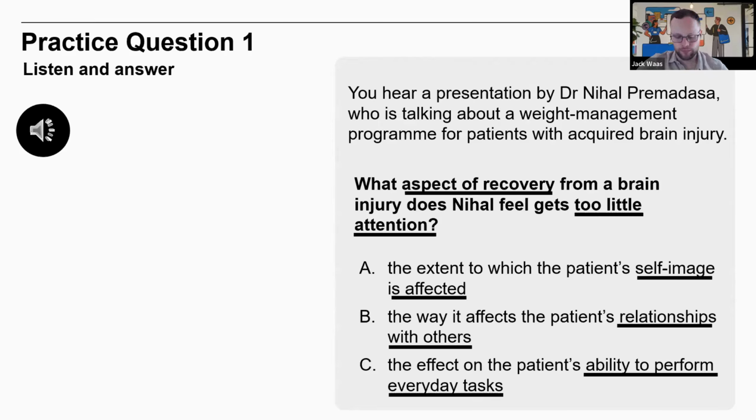Hi, my name's Nihal Premadasa. I lead a multidisciplinary team at a residential rehabilitation centre for adult patients with acquired brain injury. Today, I'd like to tell you about a 12-week weight management programme we developed for our patients. Firstly, some background about our centre and the programme itself.